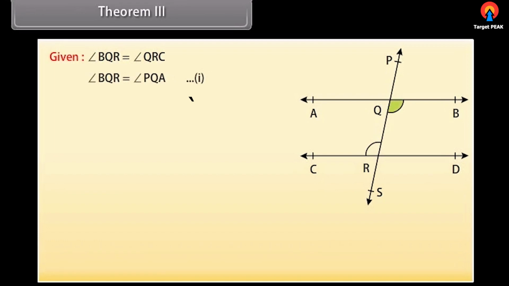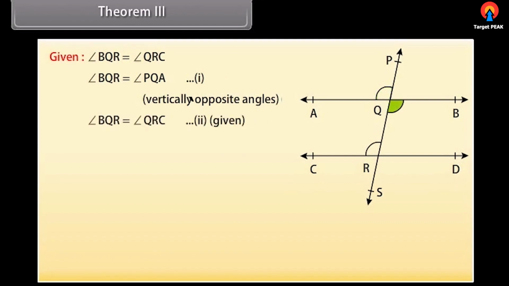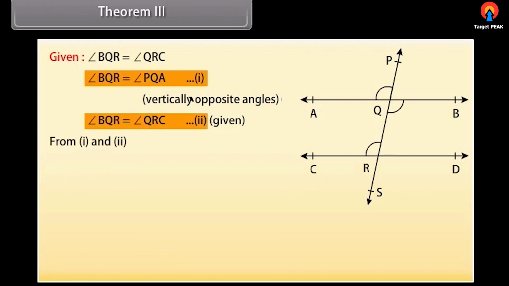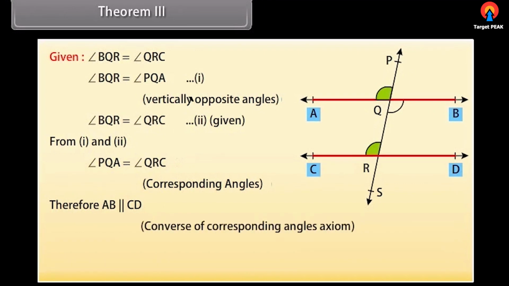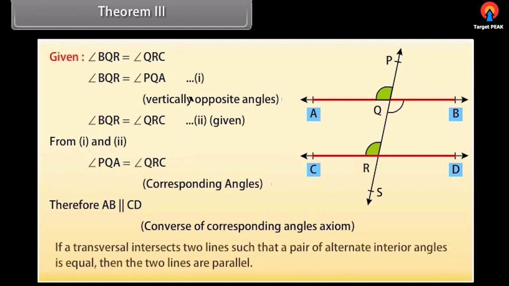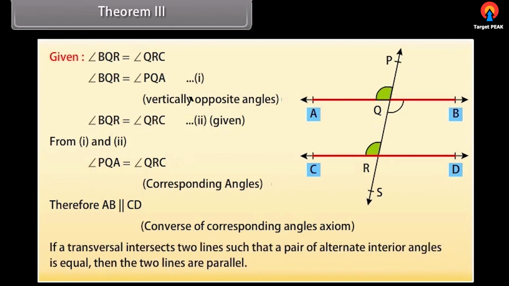Also, angle BQR is equal to angle PQA because these are vertically opposite angles. Mark it as 1. But angle BQR is equal to angle QRC, given. Mark it as 2. So, from 1 and 2 you may conclude that angle PQA is equal to angle QRC. But they are corresponding angles. So AB is parallel to CD, by the converse of the corresponding angles axiom. This result can be stated as a theorem: if a transversal intersects two lines such that a pair of alternate interior angles is equal, then the two lines are parallel.